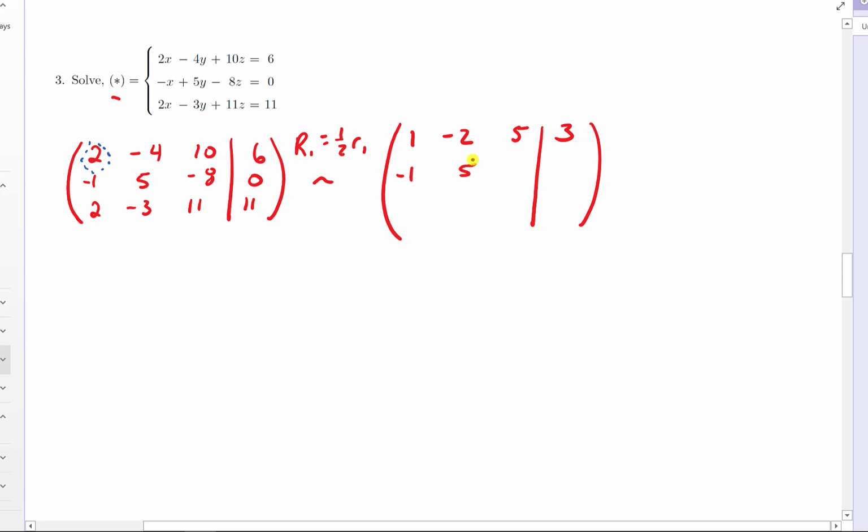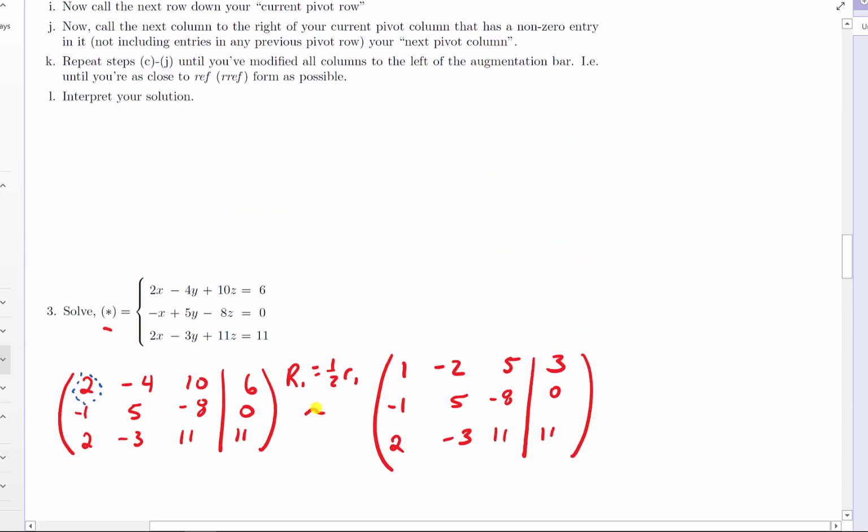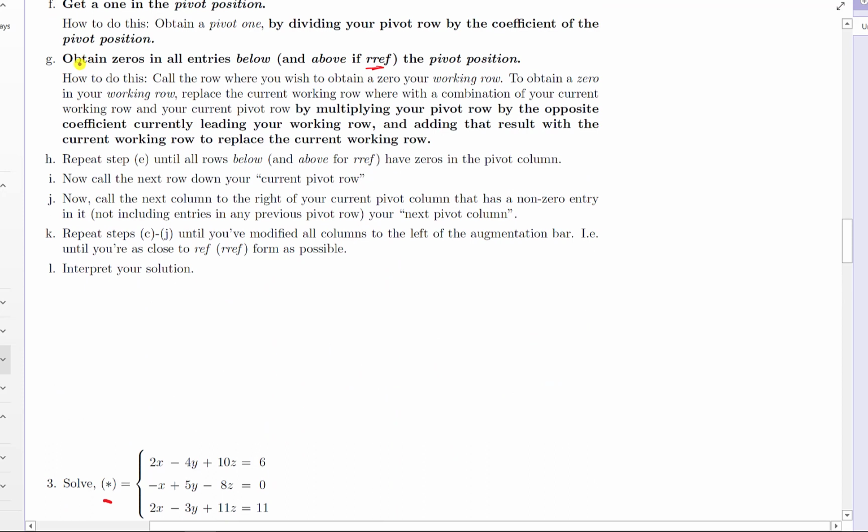And again, I don't like to get 1s in a pivot position and 0s below or above them in the same step. I like to treat those as 2 separate steps. You might think, why don't you do a little bit more work here? I find it a little bit too difficult to manage. All right, so now we've got a 1 in this pivot position. Looking at our steps, now you want to obtain zeros in all entries below, and since we're doing Gauss-Jordan elimination, above that current pivot position. To do so, we're going to multiply by the opposite sign of our working row.